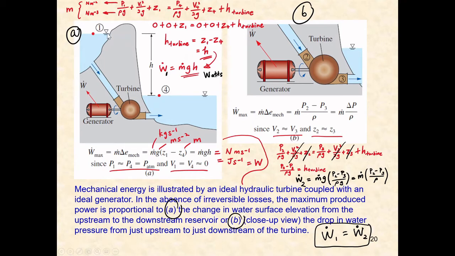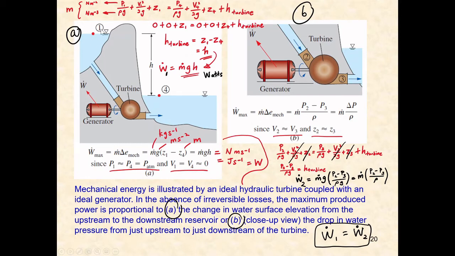Okay, so we compare point 1 and point 4. We put P1 over rho g plus V1 square over 2g plus Z1 equals P4 at point 4 over rho g plus V4 square over 2g plus Z4. And then we have another term here, plus H. Basically H refers to the height in meters. We call it H turbine.